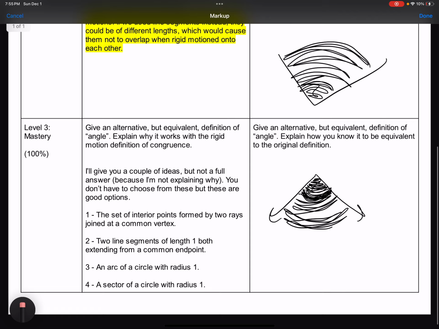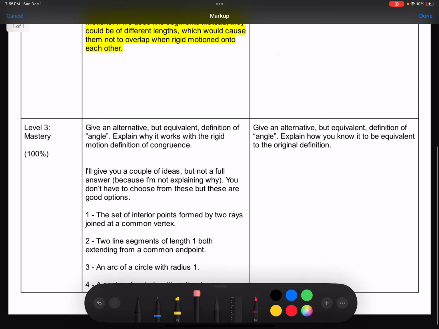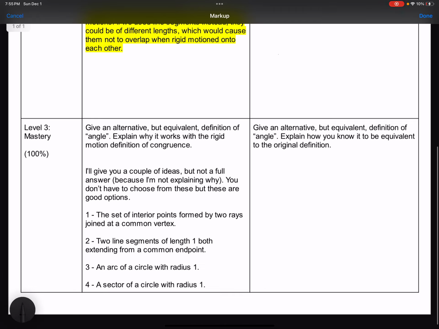Or try out number 2. Number 2, right here, I use the example of 2 line segments of length 1, both extending from a common endpoint. Well, what does that have to do with length 1? Well, I could have picked any number there. 1 just happens to be a particularly nice number to use. But if you have a common endpoint, like this, and you say both of these are, say, 1 centimeter, they're both the same length, then if I try to overlap that with another angle, as long as they're the same number of degrees, which these are not, I'll be able to coincide one with the other because they're both the same length.